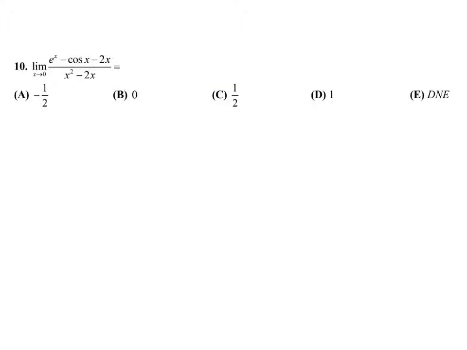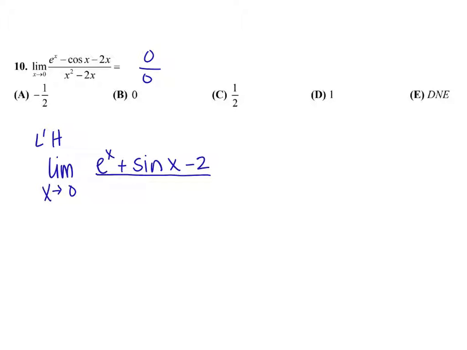All right, number 10. Again, plugging in, we get 0 over 0. So L'Hopital, limit as x approaches 0, and we're going to have e to the x plus sine x minus 2, all of that over 2x minus 2. And we're going to sub in: we're going to have 1 plus 0 minus 2 over negative 2. So that looks like it's going to generate a positive 1/2.